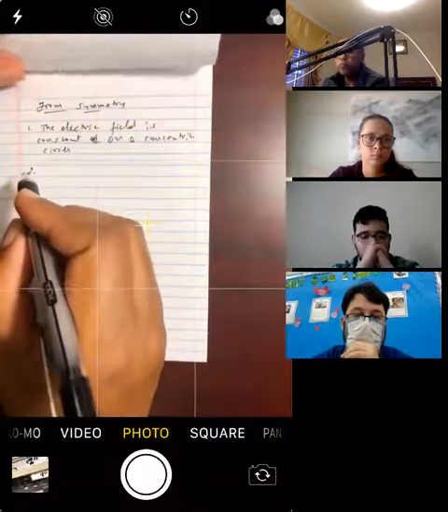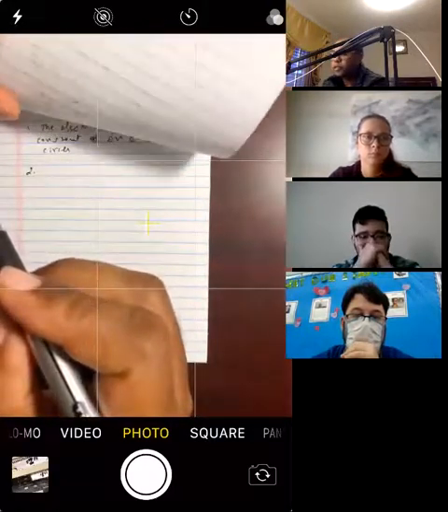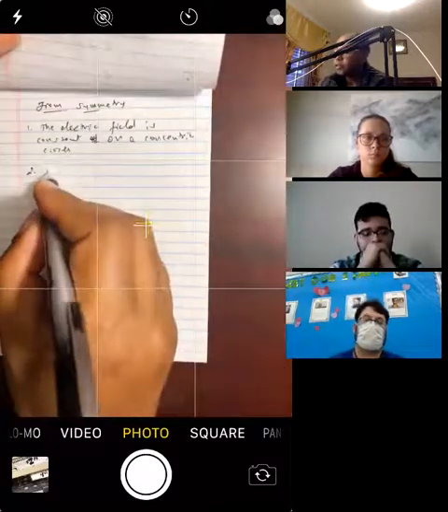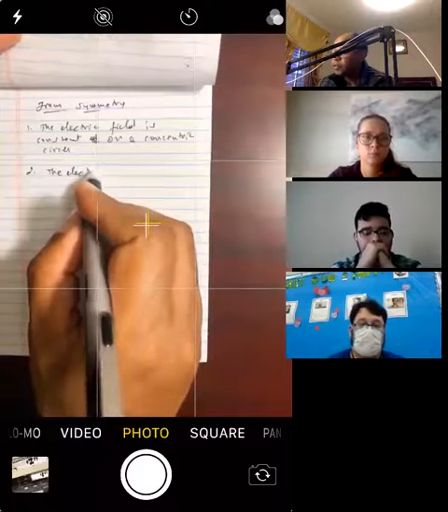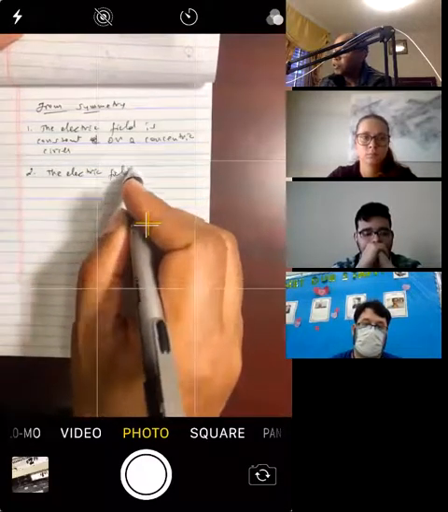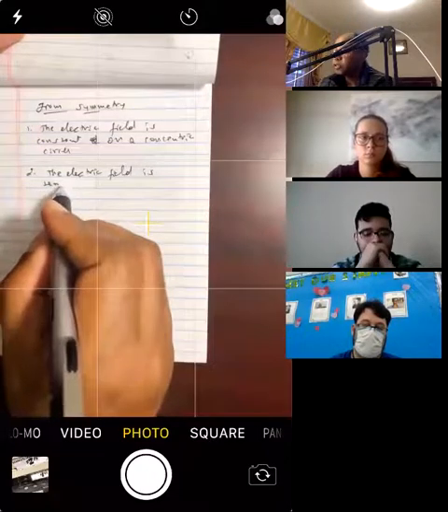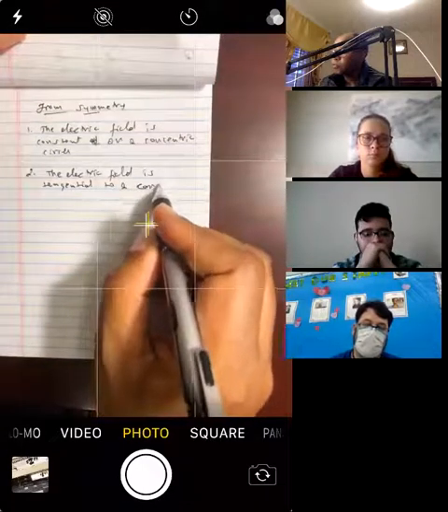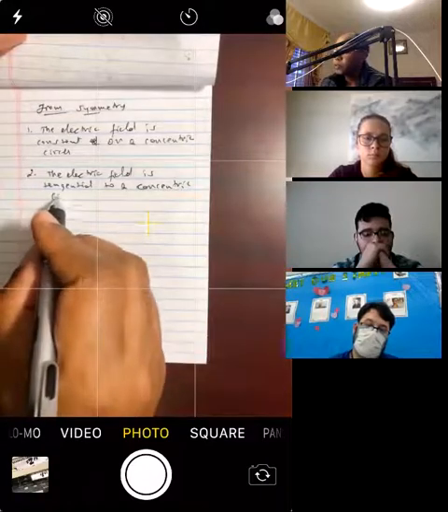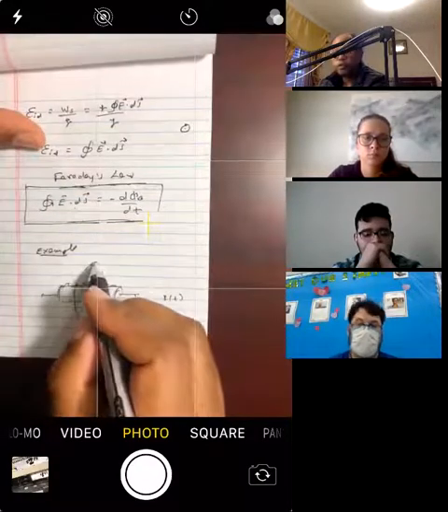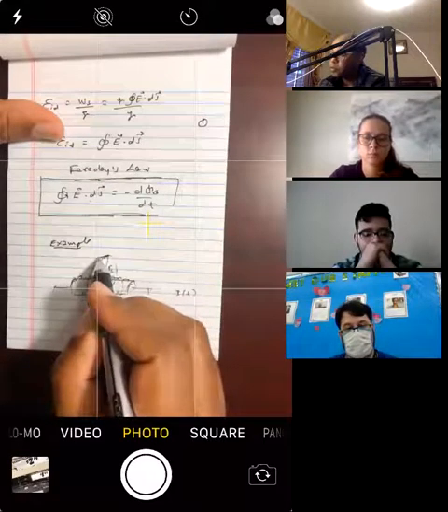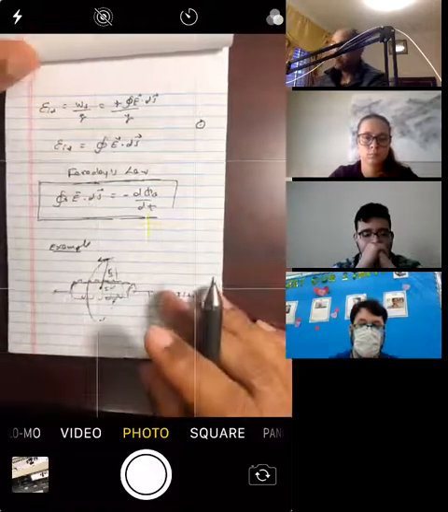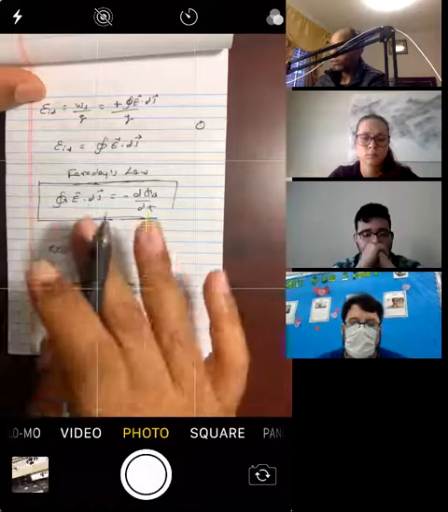The other thing we get from symmetry is that the electric field is tangential to the concentric circle. What does that mean? At any point over here, for example, it is going to be either this way or this way. It's going to be tangent to this circle. So with these two symmetry conclusions, we can do this integral very easily.